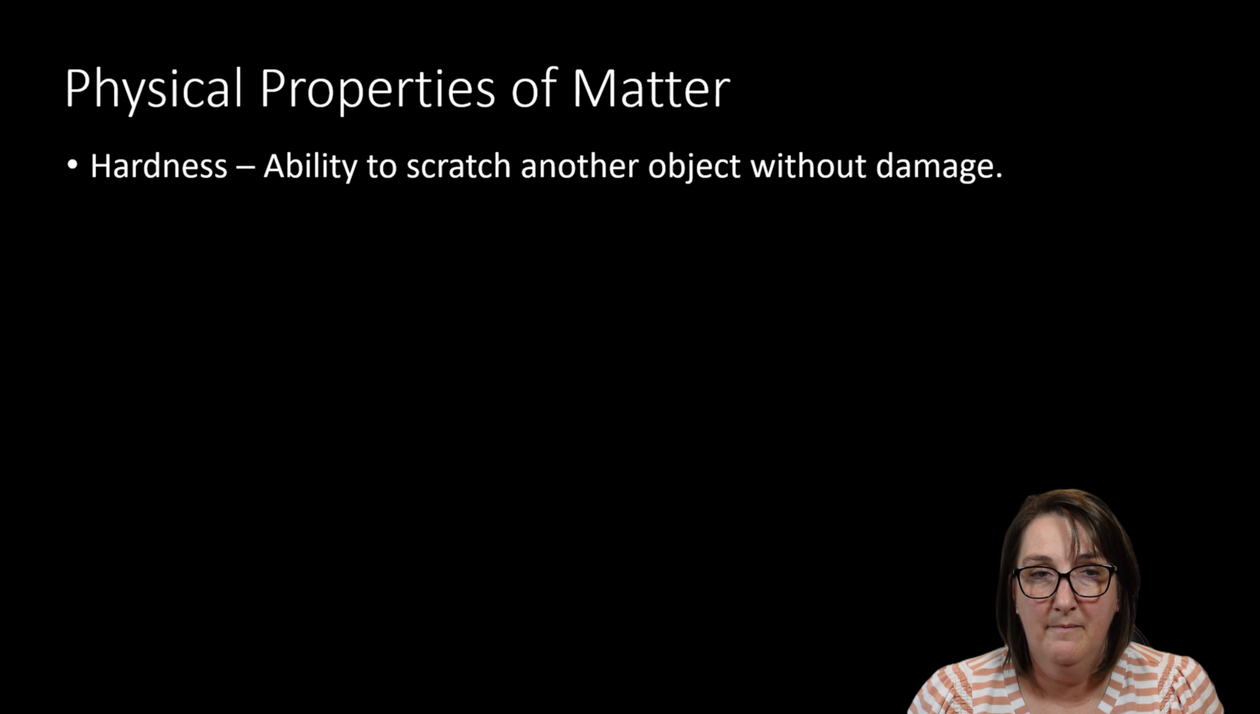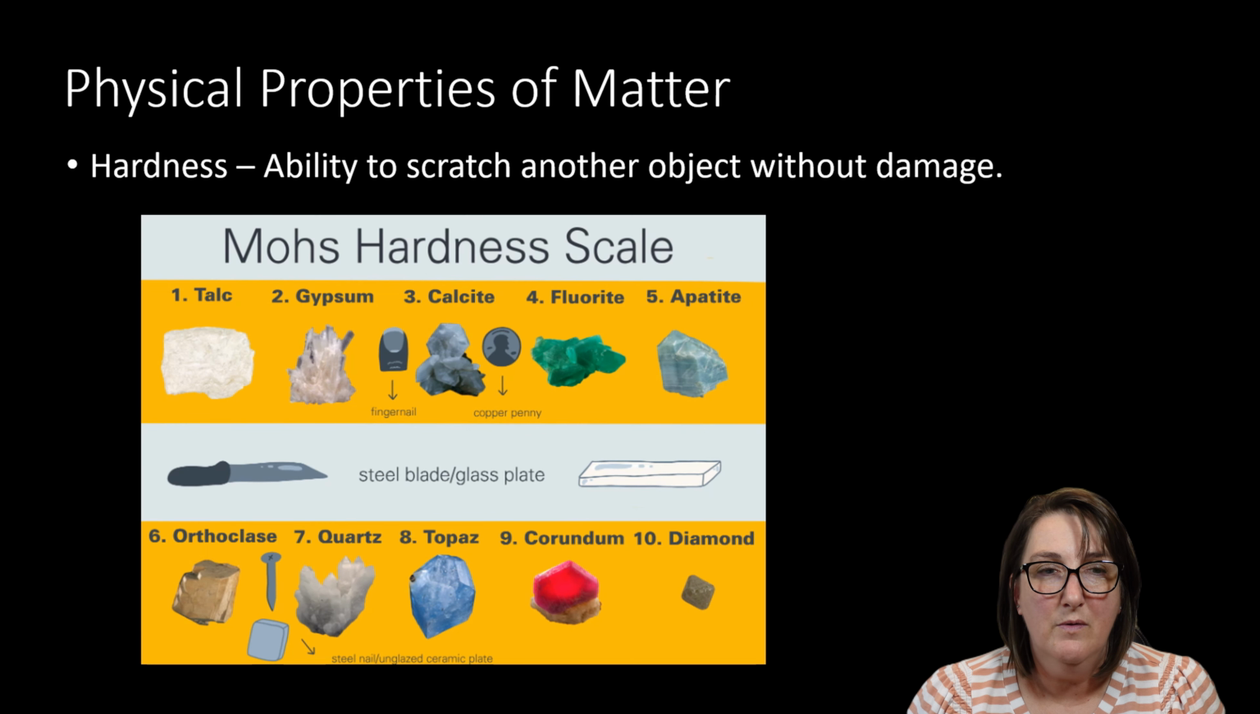Another physical property is going to be hardness. This is the ability to scratch another object without damaging it. There's what's called the Mohs hardness scale, and geologists use this when they go outside. They need to be able to identify what types of rocks they have. They can use their fingernail, or a penny, or a nail. If they can scratch a rock with their nail, then it's going to be talc or gypsum.